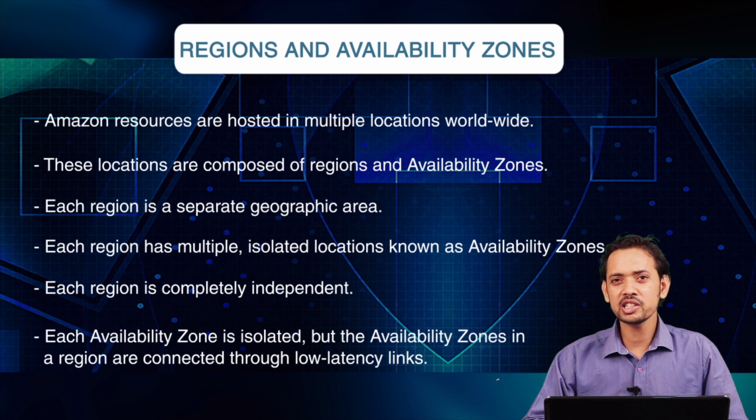Now each region is completely independent. For example, there is a Mumbai region and then there is a North Virginia region. If you are creating your servers in one region, say Mumbai region, you won't be able to see them in the North Virginia region. Now availability zones, though isolated, are connected within the same region through very high performance data cables, which provide very low latency.